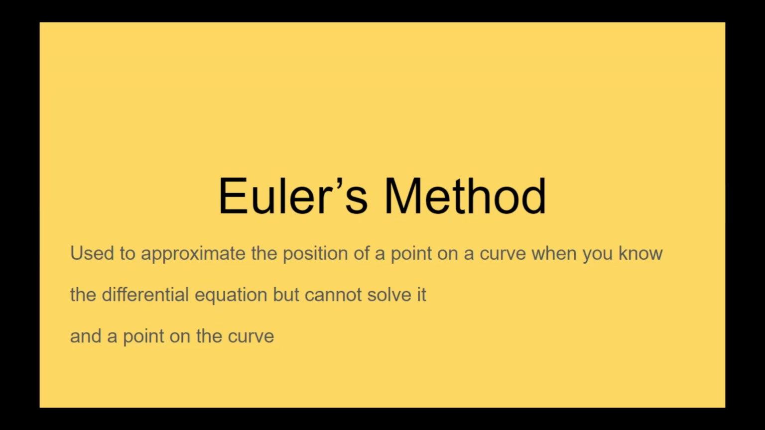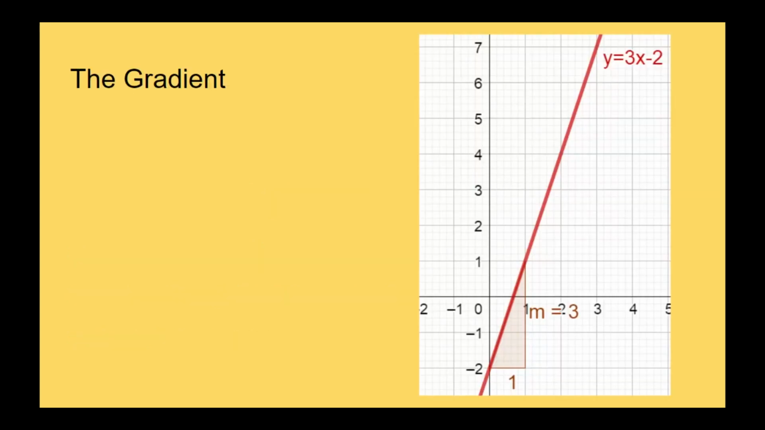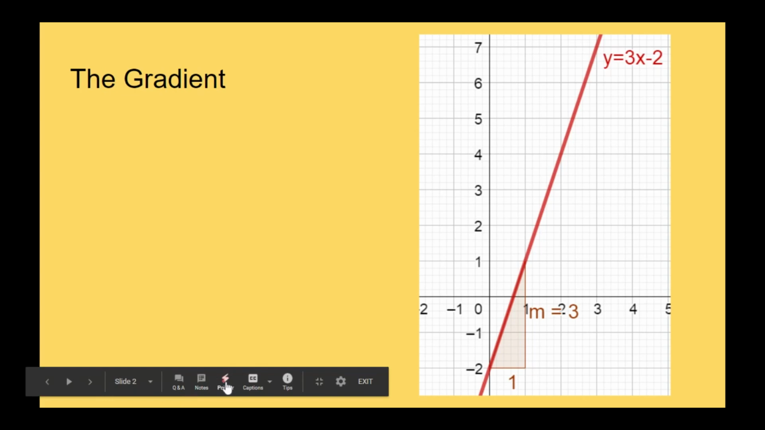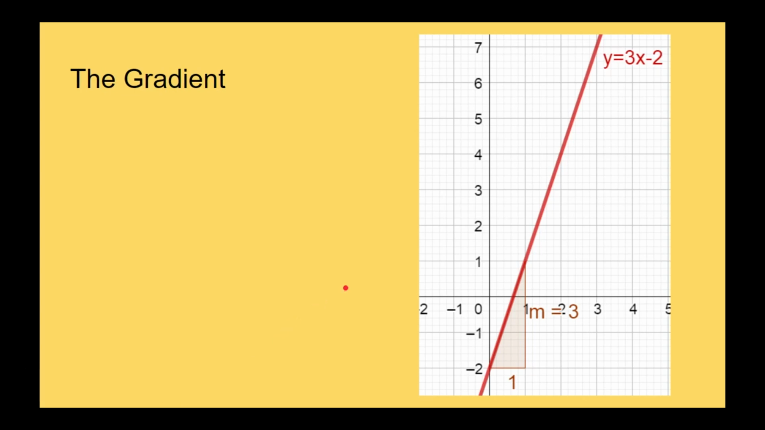Before we get into Euler's method, there's a couple of things I want us to look at and have clear in our minds, and then hopefully we'll understand Euler's method that bit more clearly. First of all, it's to do with the gradient. So the gradient of a line is, how do you define it?